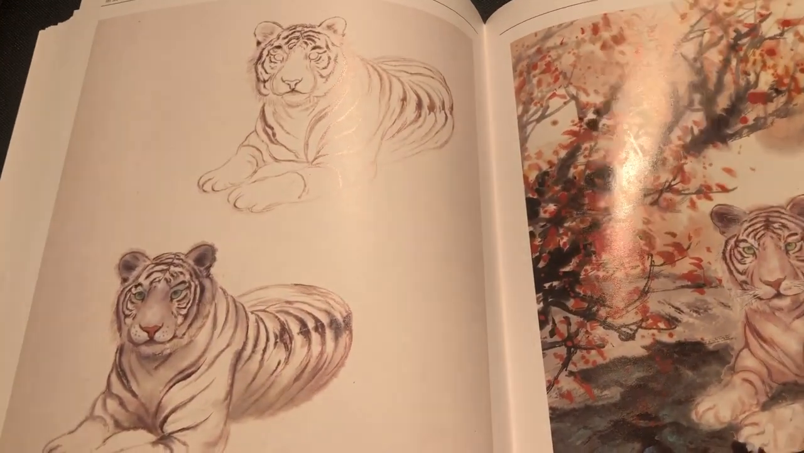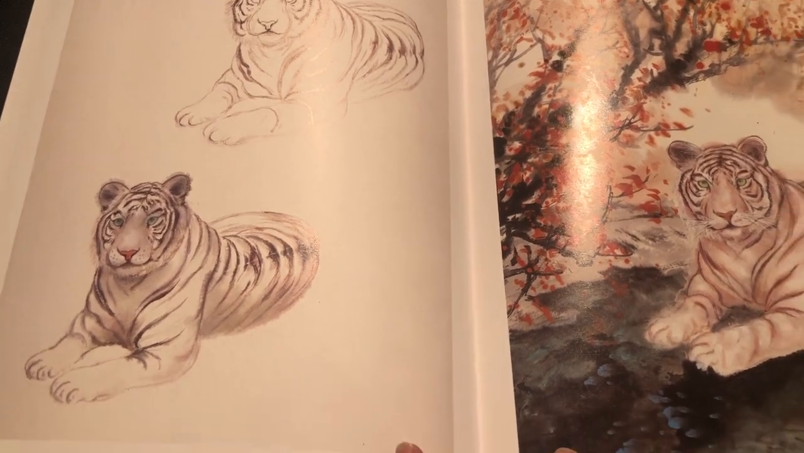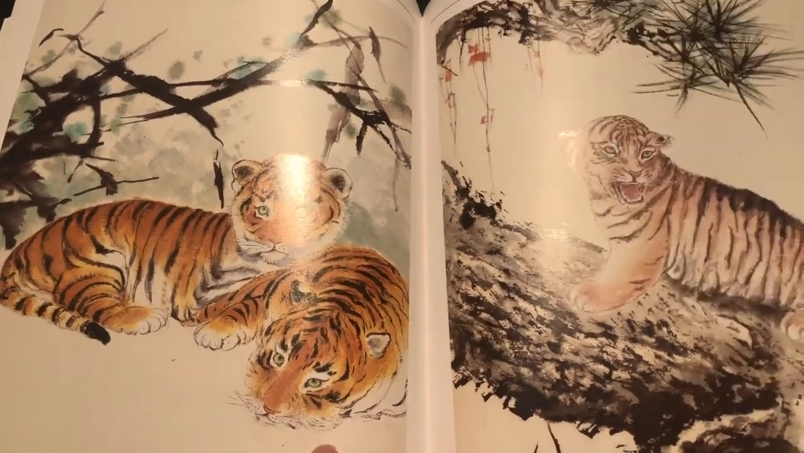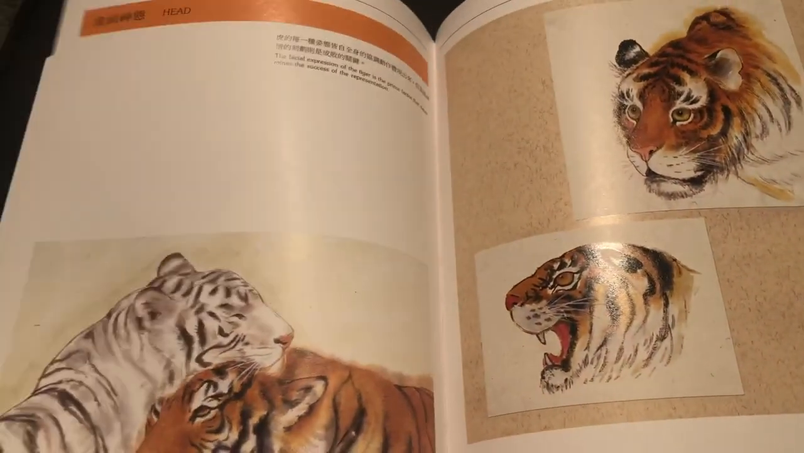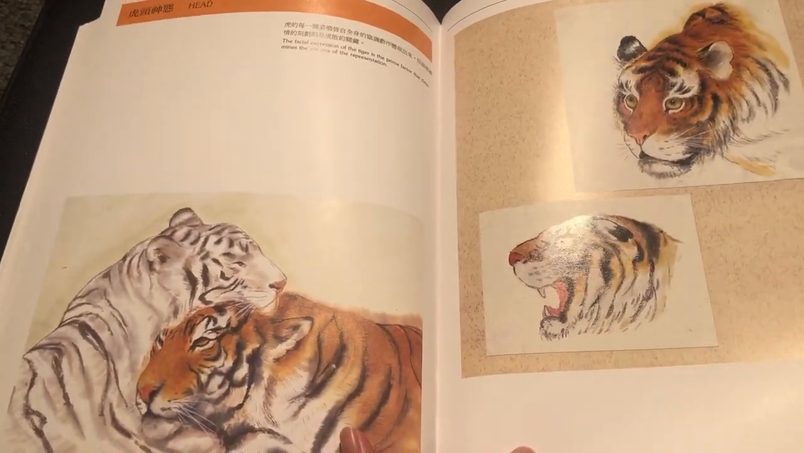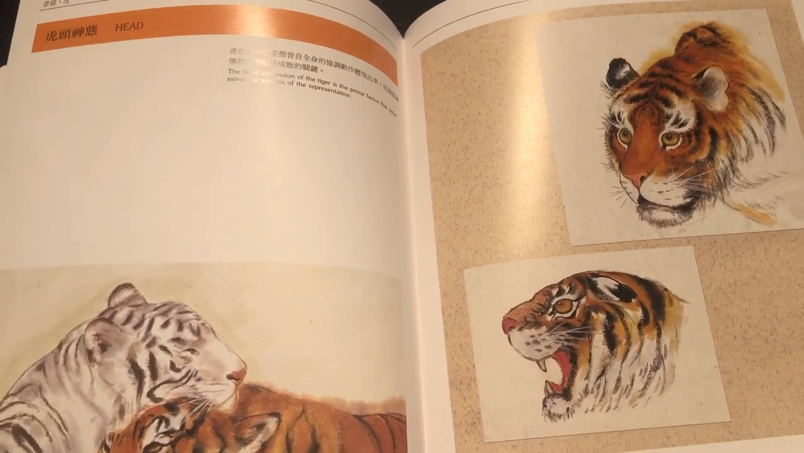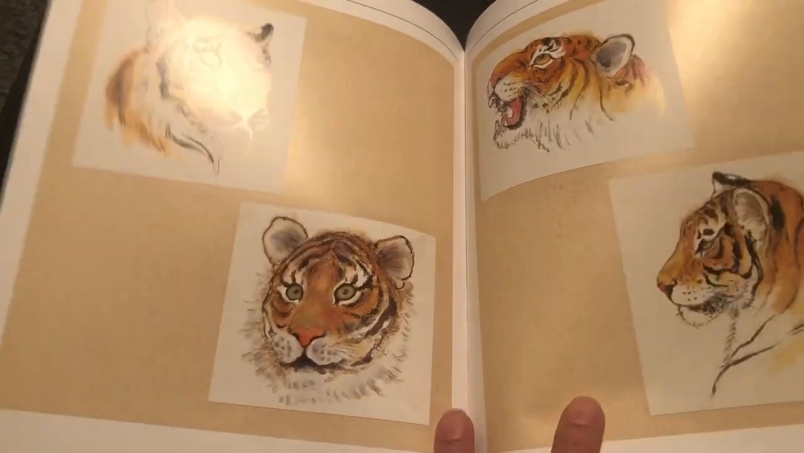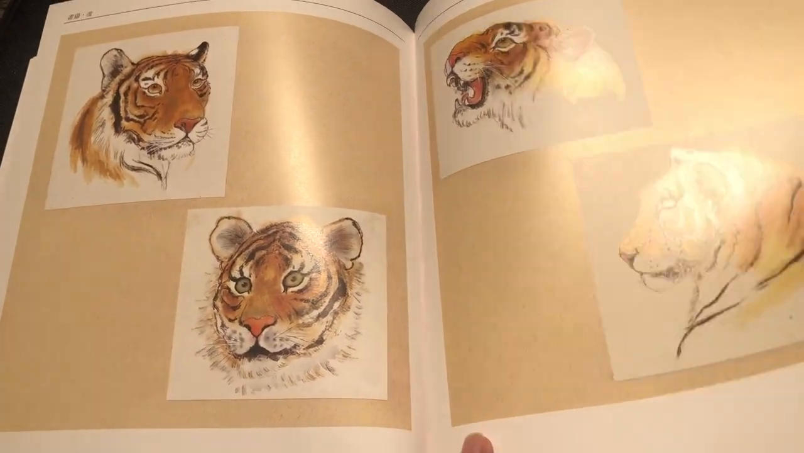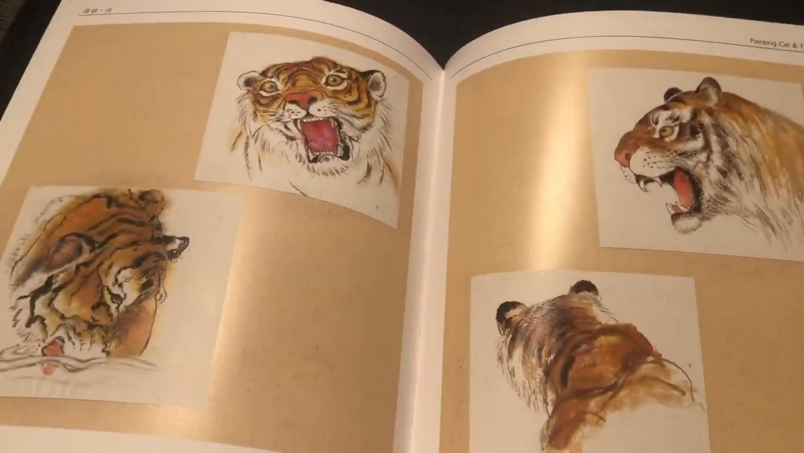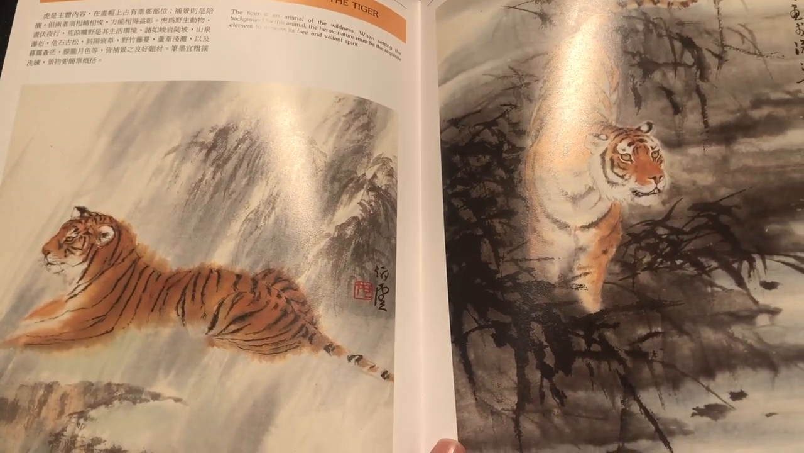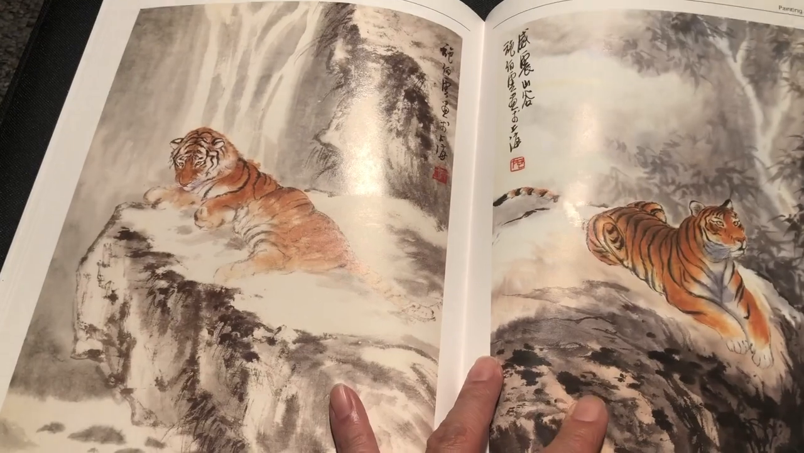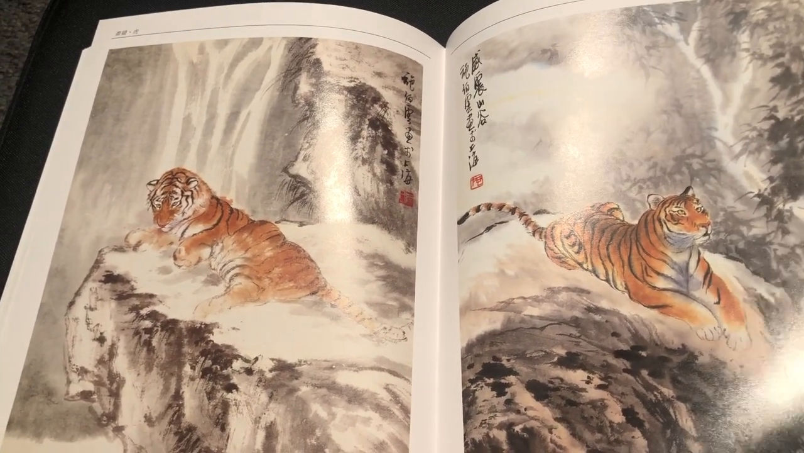Now we have a white tiger. Work up and then in the final composition. Tiger cubs, how adorable, my goodness. Tiger pair. A roaring look there. Some final compositions.